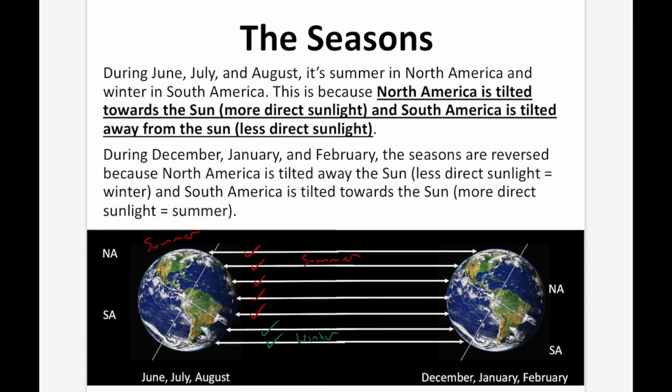During December, January, and February, the seasons are reversed because North America is tilted away from the sun, less direct sunlight equals winter, and South America is tilted towards the sun, more direct sunlight, summer. So again, North America gets 1, 2 beams of sunlight, so that's going to be winter. And South America, or the Southern Hemisphere, is going to receive 1, 2, 3, 4, 5, making it summer because you're getting more direct sunlight.